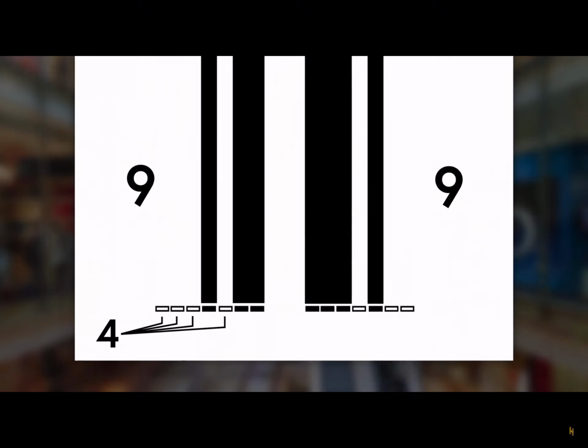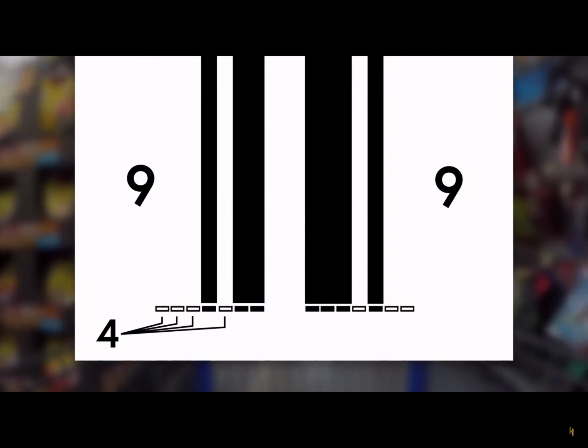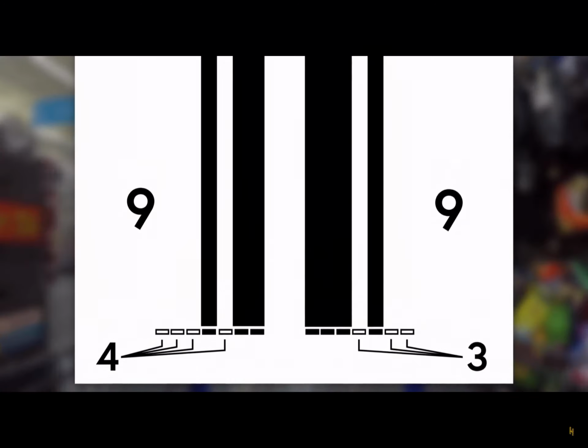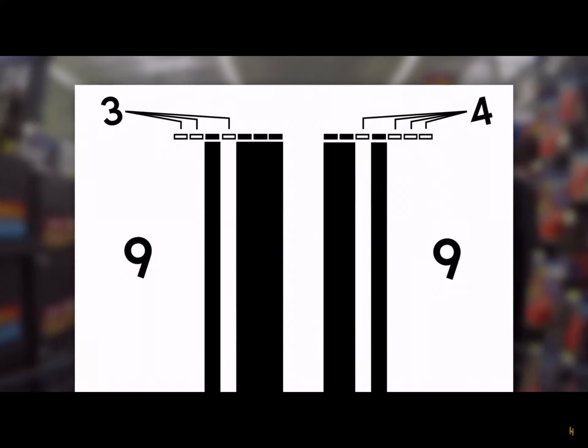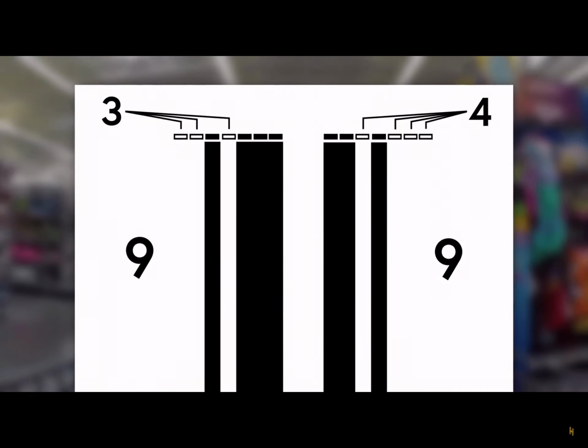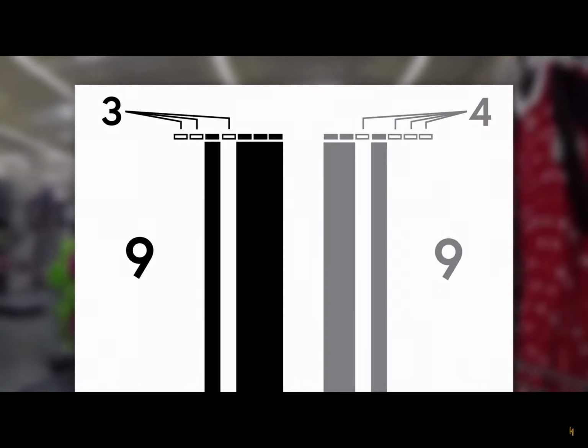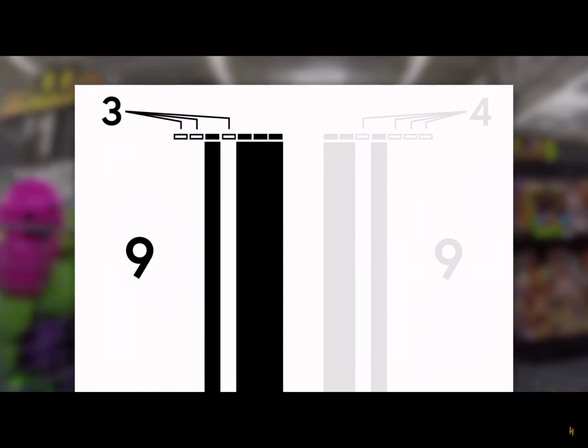All the codes for numbers on the left have even numbers of white spaces. All the codes for numbers on the right have odd numbers of white spaces. This is so if the code is upside down, the scanner knows to read the code from the opposite direction. If it sees the codes with odd numbers of white spaces on the left, the machine knows to start reading from the right.